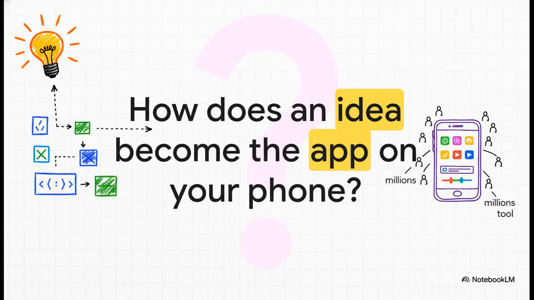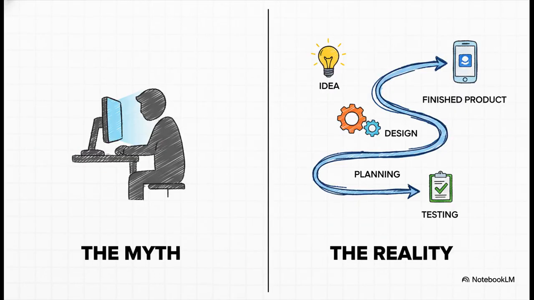I mean, really think about it for a second. One moment, there's just a spark of an idea, right? And the next, there's a powerful tool in the hands of millions of people. How in the world does that happen? What's the secret sauce that turns a concept into code, and that code into a real, working application? You might have this image of a programmer just typing away furiously in a dark room, but honestly, that's such a tiny part of the story.